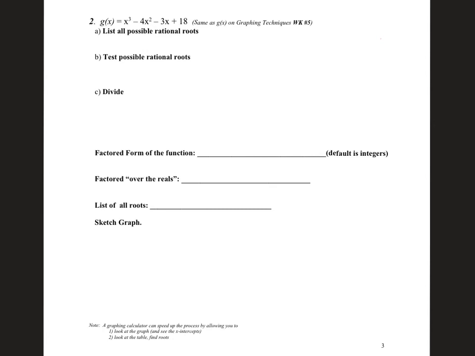So getting to number 2, looking at our possible rational roots, or PRs. Those come from the factors of 18. So we're going to have a whole bunch of possibilities: plus or minus 1, 2, 3, 6, 9, and plus or minus 18. What we're looking to do here is find one root. That's all we need to get this thing started.